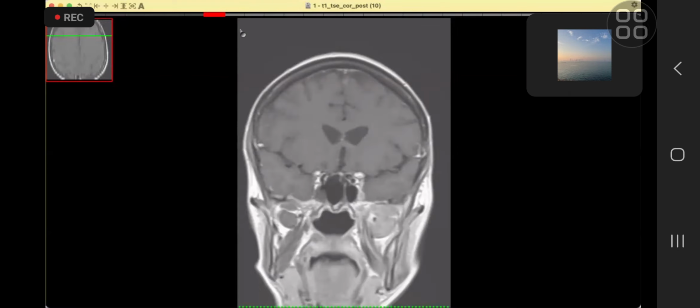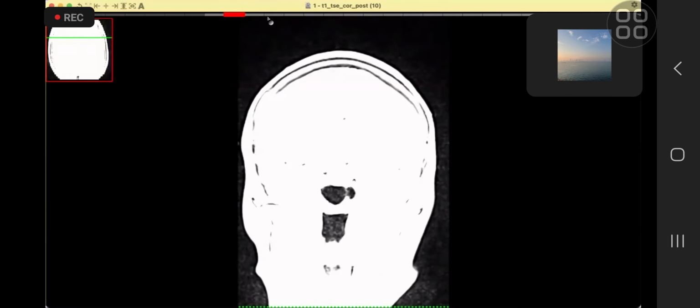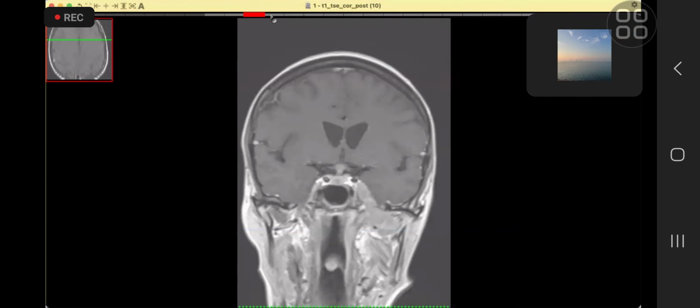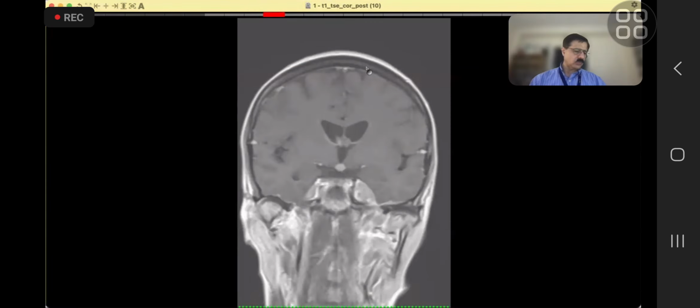So this is the lesion I can see. Sorry. I can see this lesion. There is a caudal extension of this lesion. Okay, caudal. So what is your conclusion?